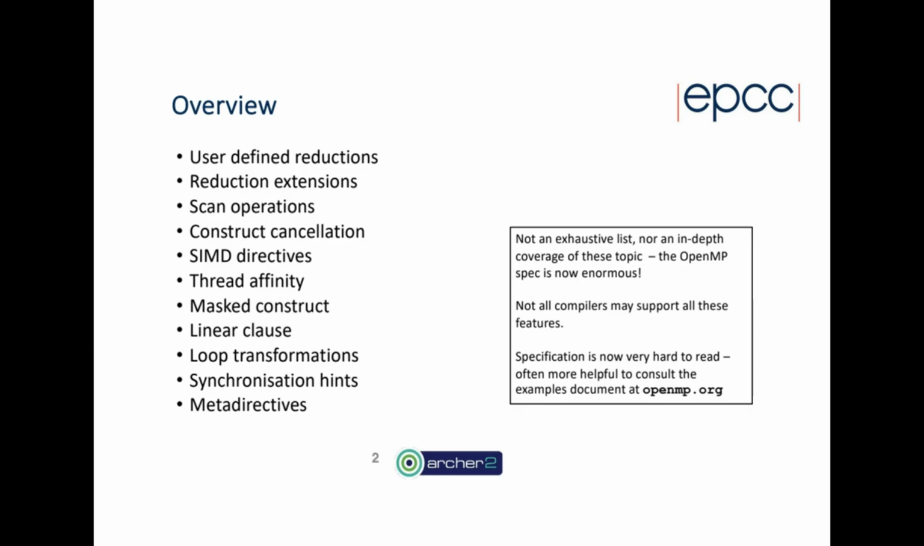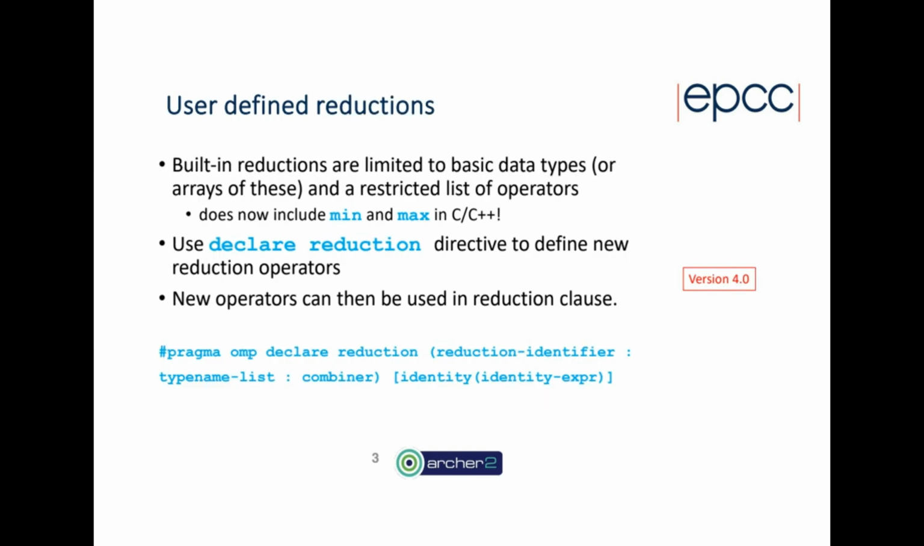Okay, so in no particular order, let's start with user-defined reductions. The reduction clause in OpenMP, the built-in version, is limited to basic data types or arrays of basic data types and a restricted list of operators that work on them. Thankfully, it does now include min and max for C and C++, which it didn't used to.